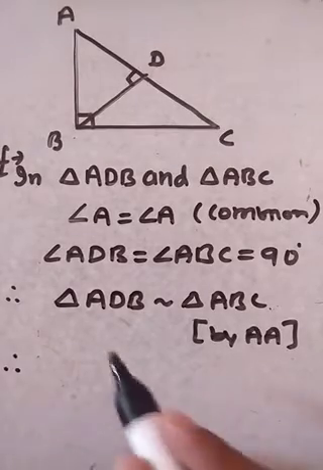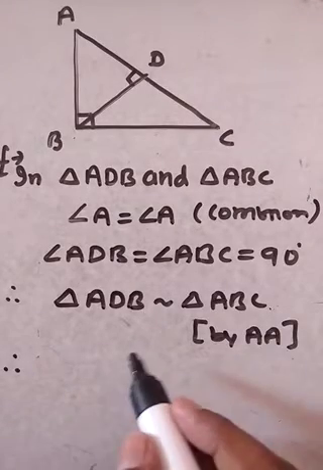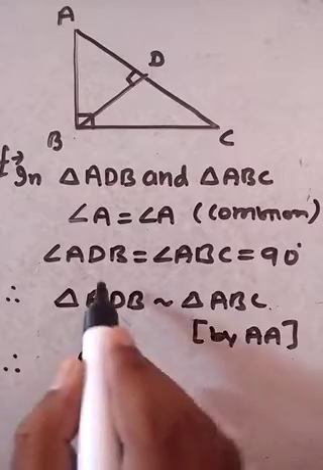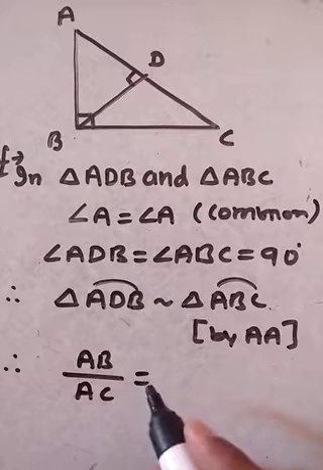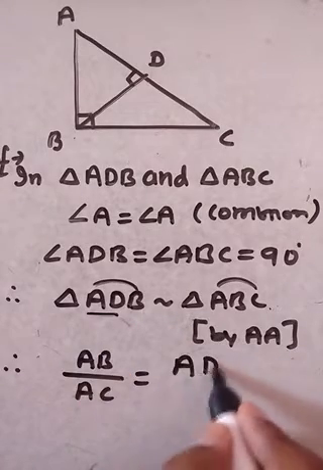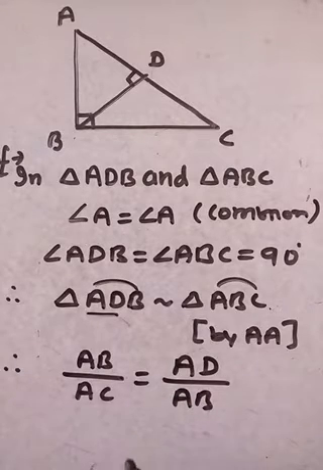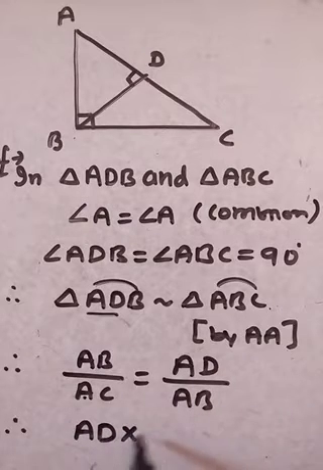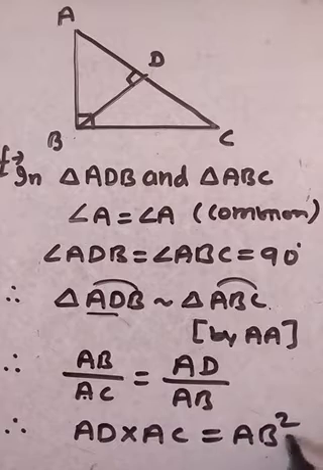Therefore we know that if two triangles are similar, then their corresponding sides are proportional. Then we use here AB by AC equal to AD by AB. Therefore AD into AC equals AB square.